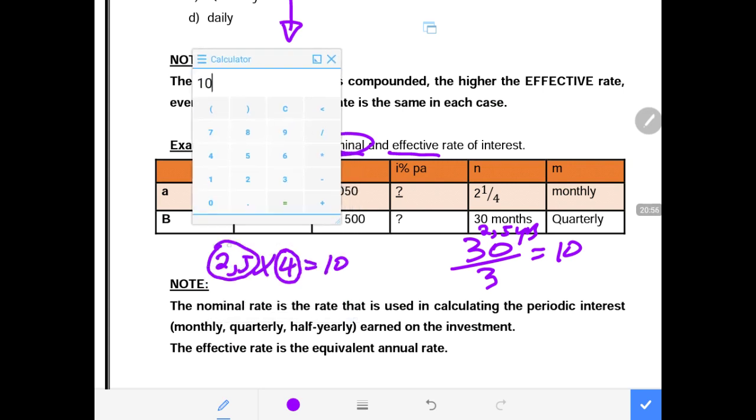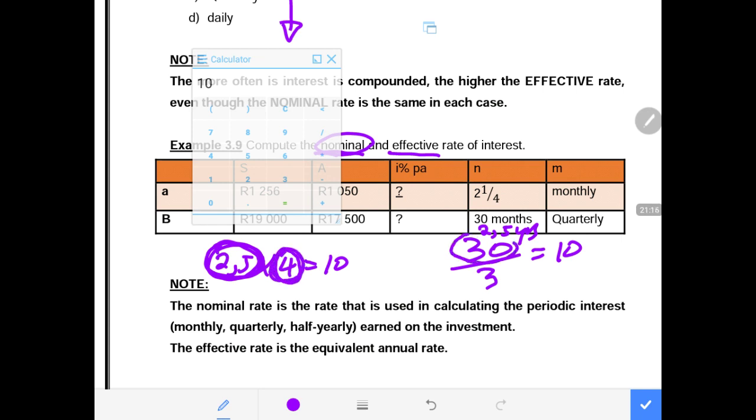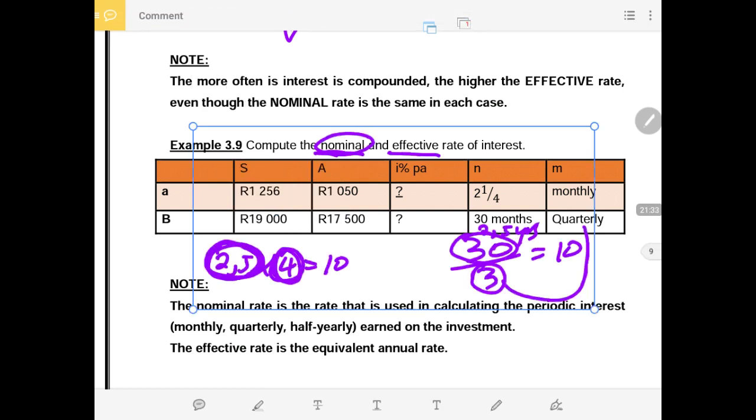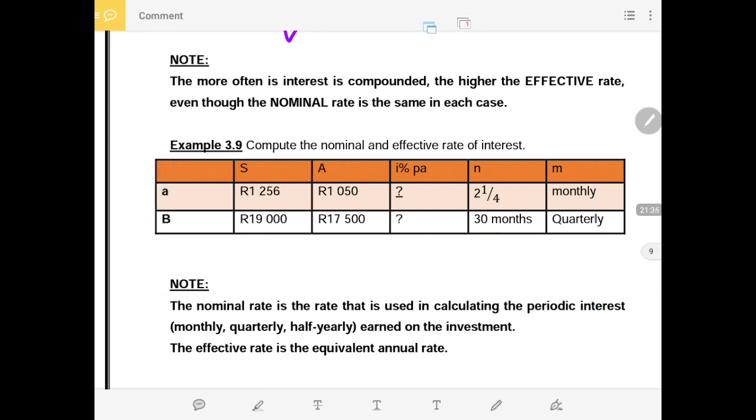So be it you are given numbers in years or in months, n in years or n in months, it does not matter. But have at the back of your mind that when my n is in years, I multiply by the number of times the interest is compounded. But when my n is in months, I divide by the number of months in the compounding period, which in this case is quarterly. Therefore that is how we deal with this one.